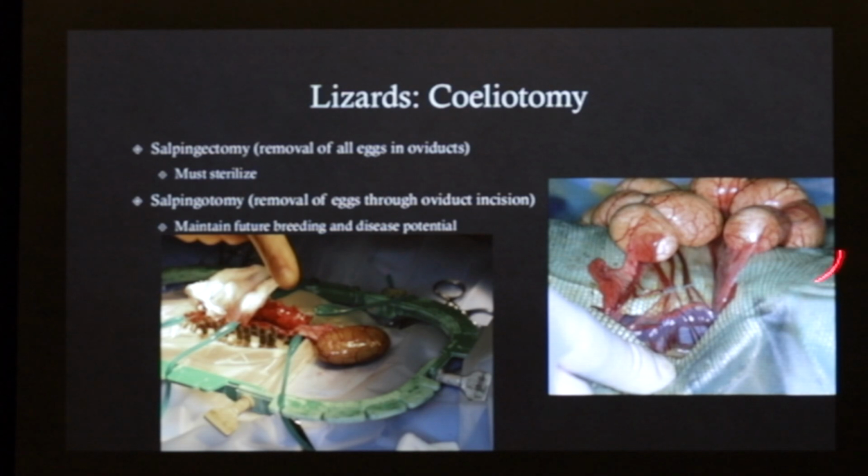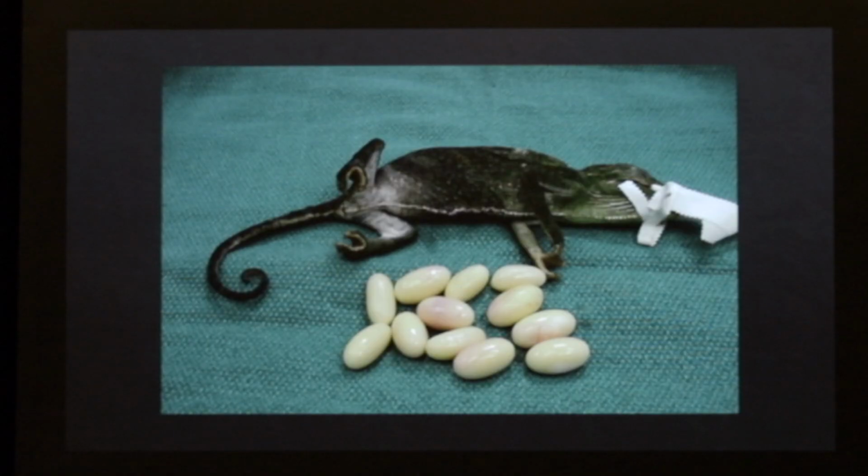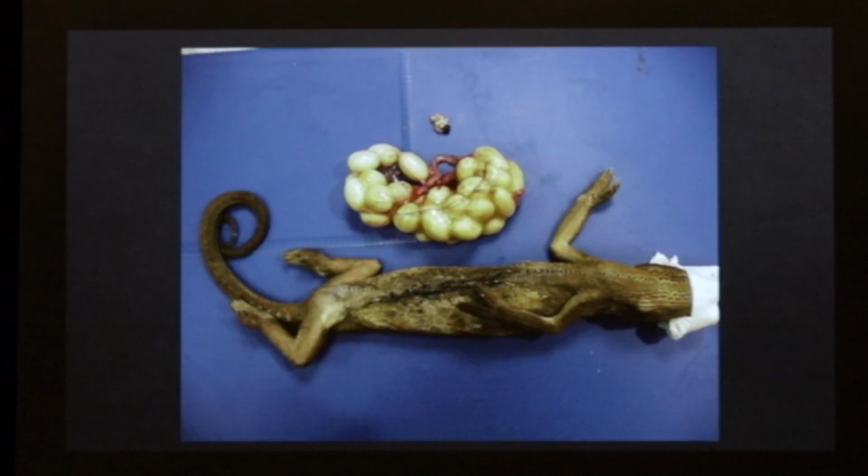This green iguana, we don't want to be reproductive in the future. We'll just take the oviducts out with all the eggs in it, okay? And then maybe, again, a species of chameleon where we want to remove the eggs but leave the oviducts inside.